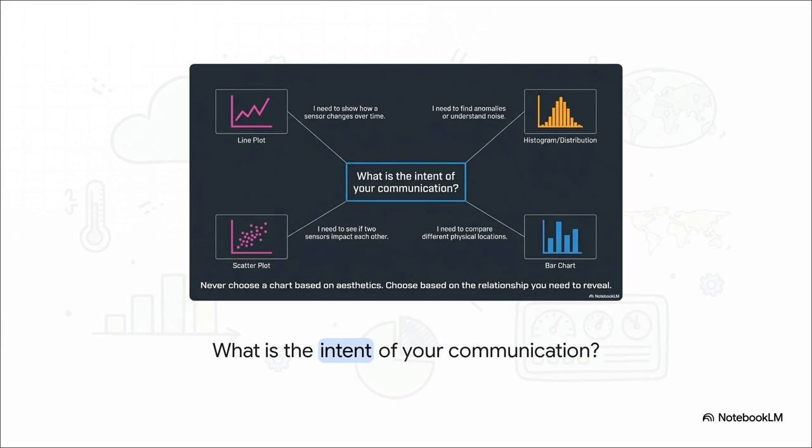Ask yourself, what is the intent of your communication? Are you trying to show how a sensor changes over time? Are you trying to spot anomalies? Maybe see if two sensors are impacting each other. Your intent has to dictate the visual.